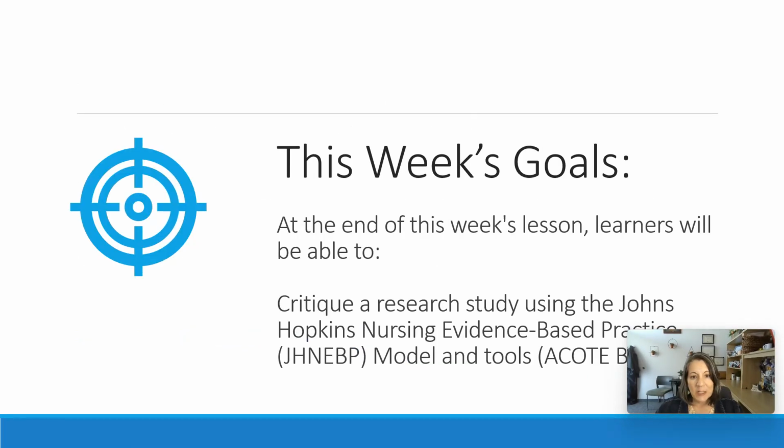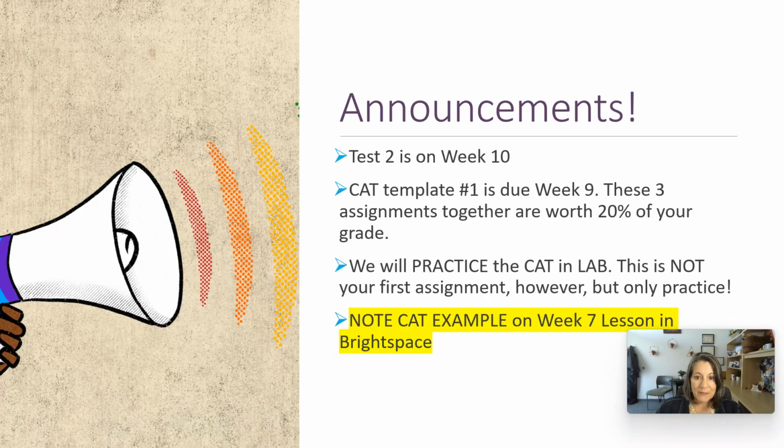So hopefully by the end of this week, you're going to be able to critique a research study using that Johns Hopkins leveling tool. So we have some announcements. The one I wanted to highlight there in yellow is one that says you actually do have a CAT template example, because this is what we're working towards.